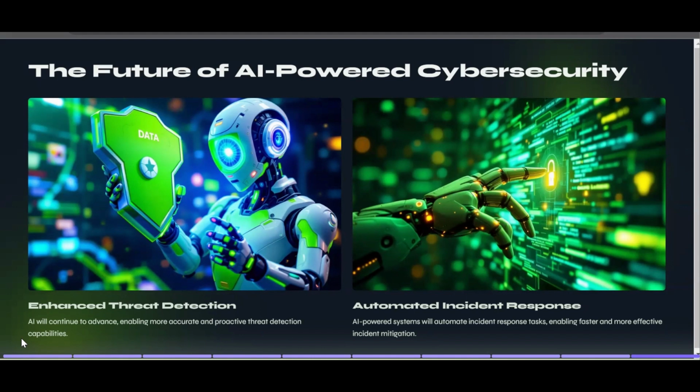Threat detection would be easy. Threat detection would be automated. Threat detection would be efficient. AI will continue to advance, enabling more accurate and proactive threat detection capabilities. Similarly, automated incident response will help us in automating our incident response tasks, enabling faster and more effective incident mitigation. It takes huge effort to mitigate an incident, as we know. It's not easy, but with the help of AI, it would be much easier.